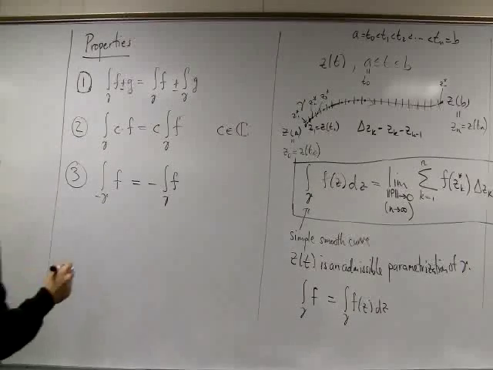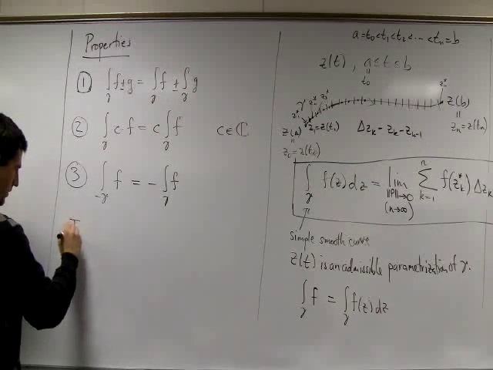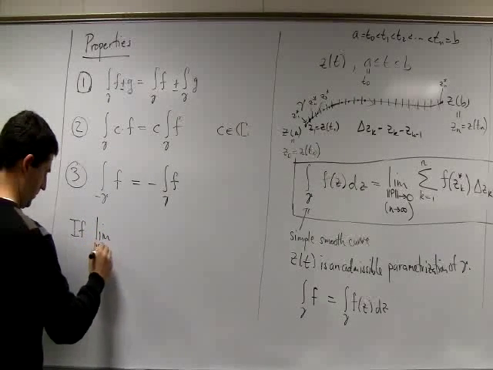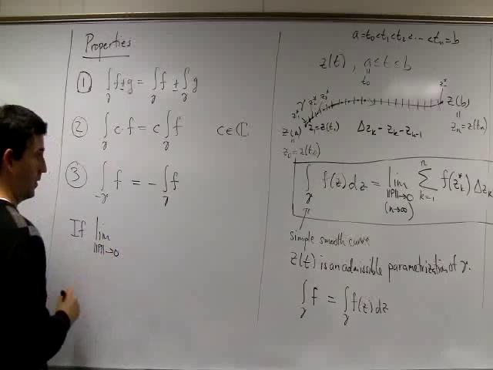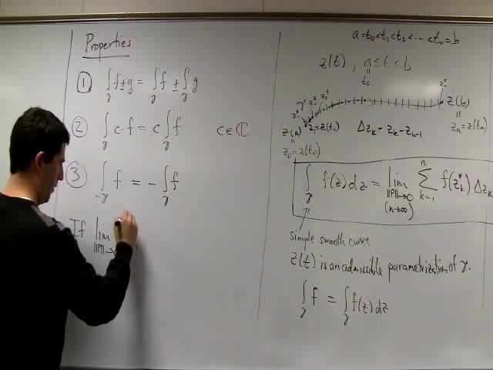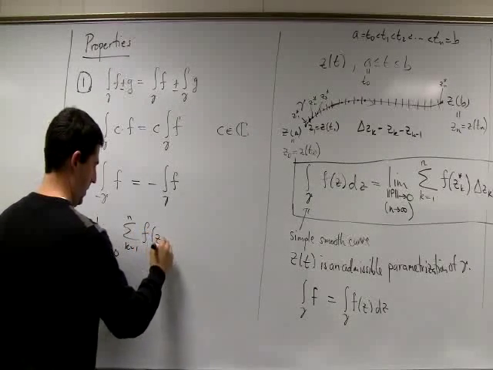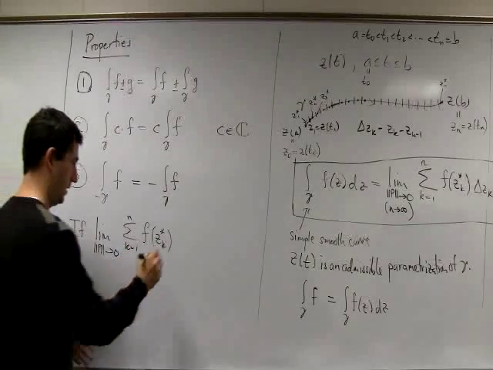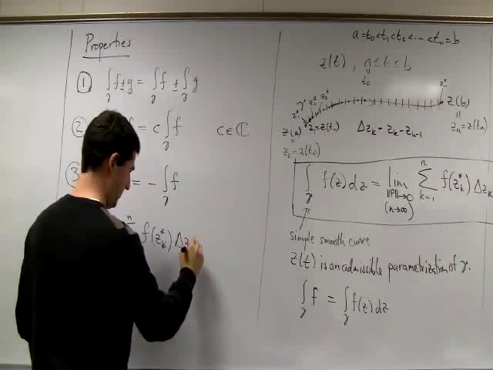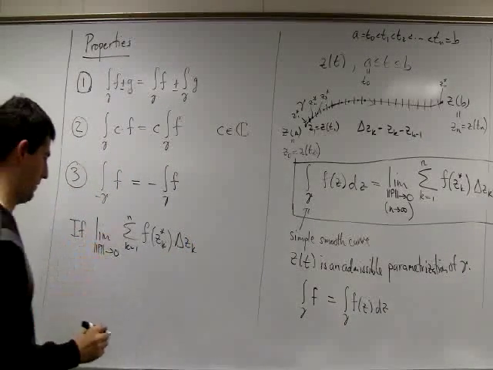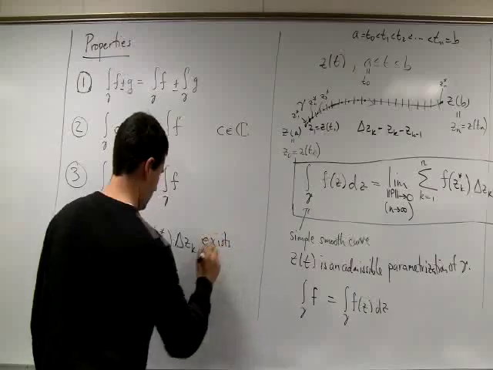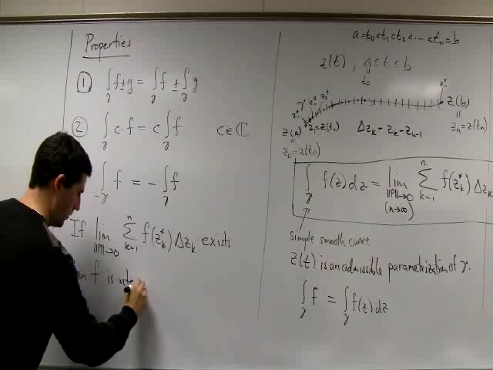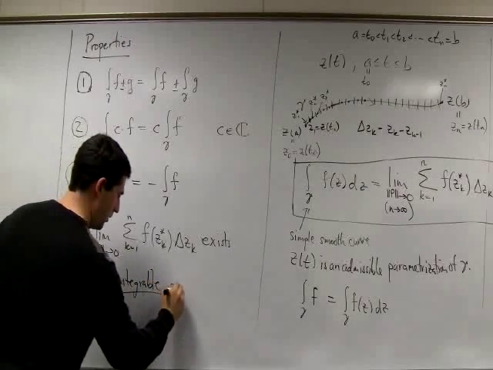Okay. So let me just say now that if this limit exists, the sum from k equals 1 to n of f(c_k star). You see why we come up with notation for it, by the way? Because writing this down is just a pain. So if this limit exists, then we write f as integrable on gamma.